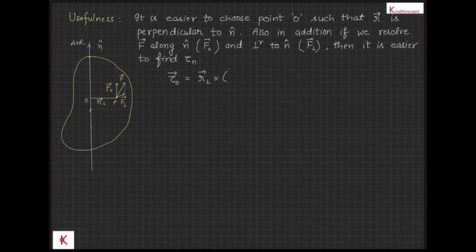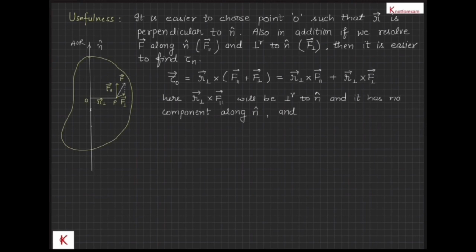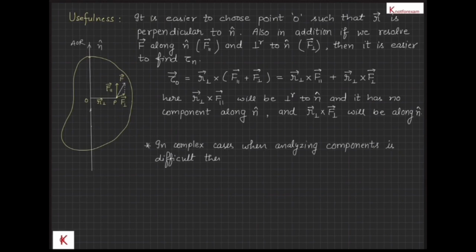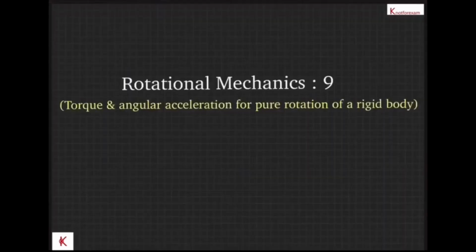Therefore torque vector τ will be equal to r⊥ vector cross (F∥ vector plus F⊥ vector), that will be equal to r⊥ cross F∥ plus r⊥ cross F⊥. Here r⊥ cross F∥ will have no component along n cap, and r⊥ cross F⊥ will be along the axis of rotation, that is in the direction of n cap, which will be the component of torque along the axis. In complex cases when analyzing the component is difficult, the component of torque along the axis is easily found as τ vector dot n cap.